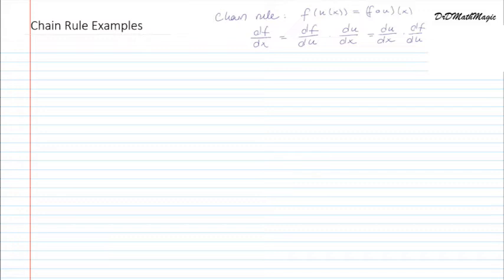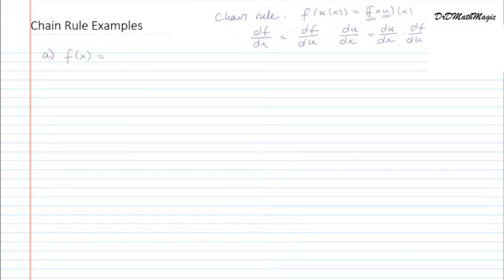In other words, basically what I have to do is first calculate the derivative of the first function, and then multiply that by the derivative of the second function with respect to u. So let's consider the following function. Let's start with an easy one.